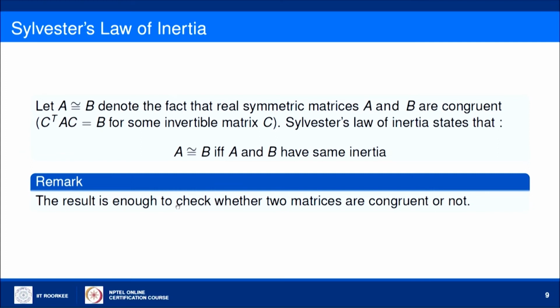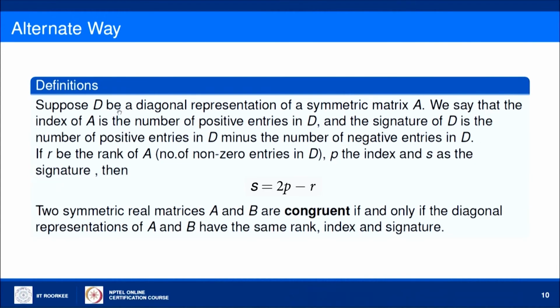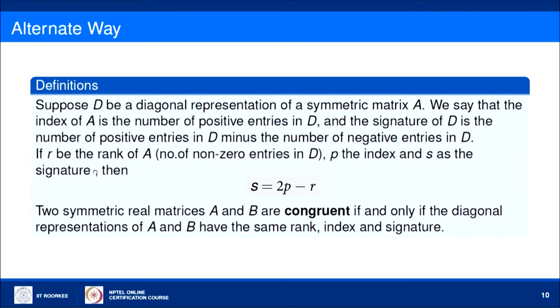The alternate statement of this theorem is, suppose D is a diagonal representation of a symmetric matrix A. We say that the index of A is the number of positive entries in D and the signature of A is the number of positive entries in D minus the number of negative entries in D. If R is the rank of A, then R is the number of non-zero entries in the diagonal representation of A, because it is the number of non-zero eigenvalues; P is the index and S is the signature.